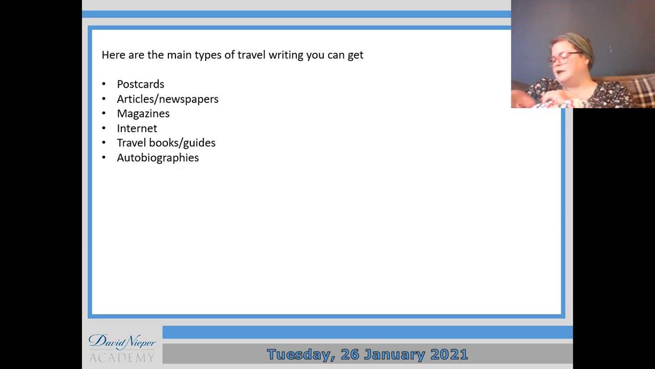Okay, so you've got a list on the board of different types of travel writing, so compare that to your own and see what you missed or what you came up with, or did you get any that I've missed? So the main types of travel writing are postcards, articles or newspapers, magazines, the internet, travel books or guides, and autobiographies. Okay, so we're going to have a look at all of those different types of travel writing during this unit.